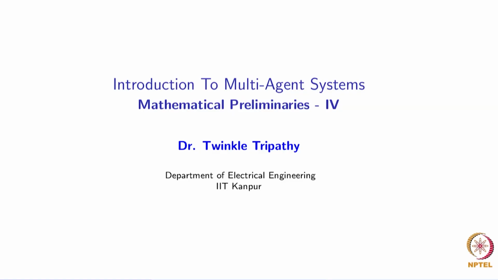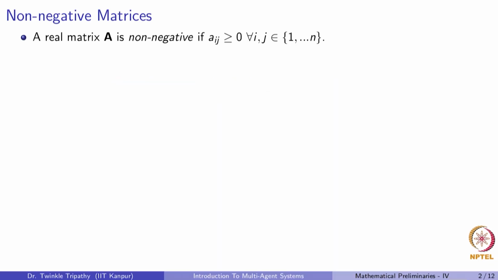In today's lecture, we'll try to wind up all the mathematical preliminaries that we need to know to understand and be able to analyze more properties of multi-agent systems. So far we have covered various aspects associated with matrix theory and linear algebra, and today we'll get a little bit further into analyzing some more interesting properties of matrices associated particularly with their spectral properties. So let's get started. We'll talk about non-negative matrices.